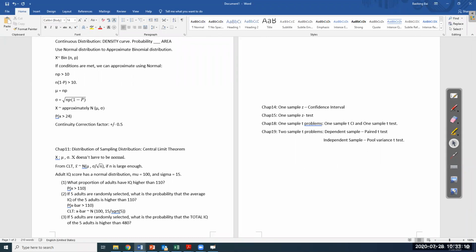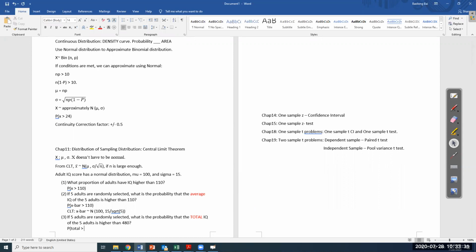Here, you just need to use some common sense to convert the total into average, and everything will be the same, right? So if the total score of the 5 adults is higher than 480, what will the average of the 5 adults be? So looking for probability of total greater than 480, then on average will be greater than 480 divided by 5, right? So it'll be 96, right? And then it will become the same question as the one above, right? So the total is converted to X bar very quickly, okay?